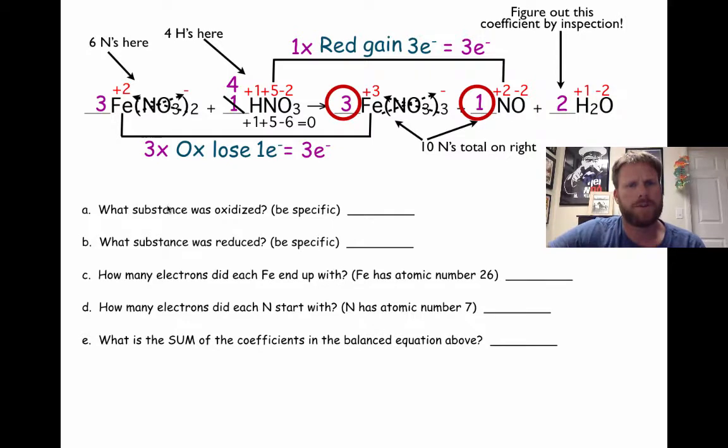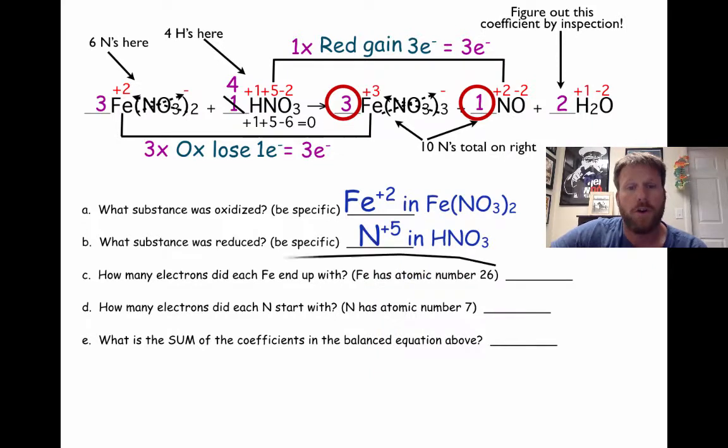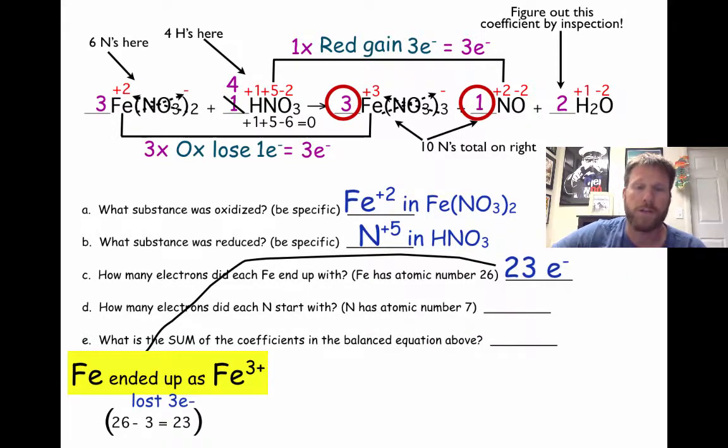All right, so what substance was oxidized? Be specific. In this case, it's Fe2+ in Fe(NO3)2. What substance was reduced? Well, that was the nitrogen +5 in HNO3. How many electrons did each iron end up with? Well, iron as a product is +3. So in order for iron to go to +3, it had to lose 3 electrons. So we're going to take 26 electrons that it has in a neutral atom minus 3 electrons, and it ends up with 23 electrons.